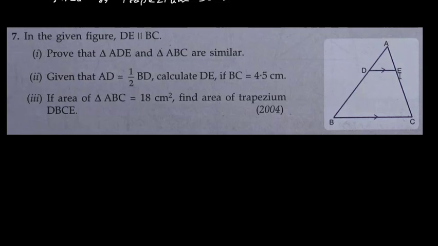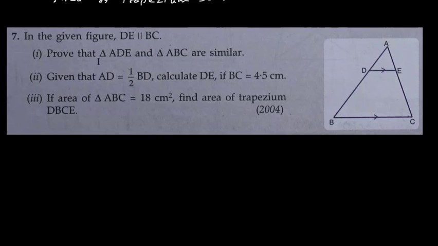We have to calculate DE if BC is given 4.5. And third, area of triangle ABC is 18 centimeter square. We have to find the area of trapezium DBCE. So this problem is somewhat related with the problem that you have already done.